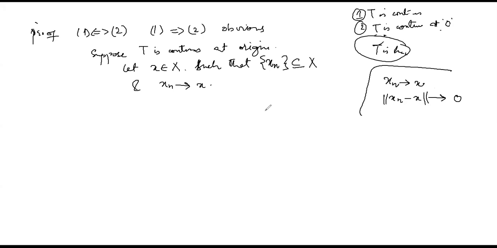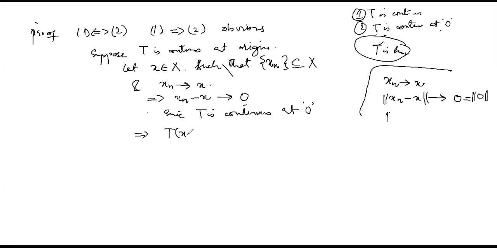Right? So I can say, in fact, I can do further. It means that xn minus x converges to 0, the zero vector. Because the norm is continuous, xn minus x converges to 0. So xn minus x converges to 0, but T is continuous at origin. Now since T is continuous at origin and it's a metric space, it implies that T of xn minus x converges to T of 0.